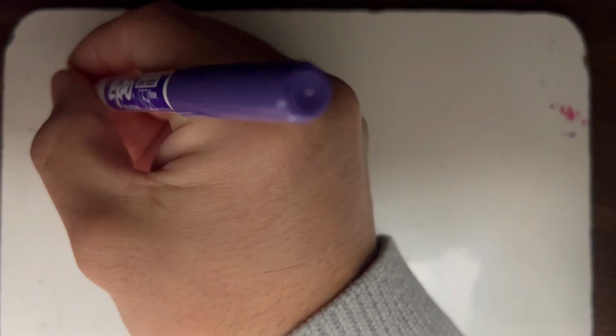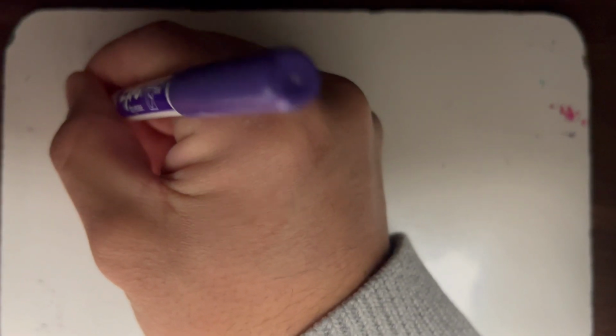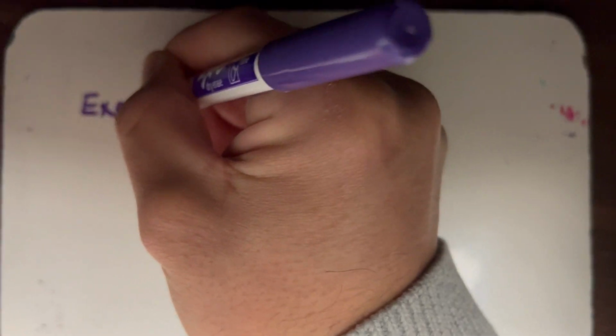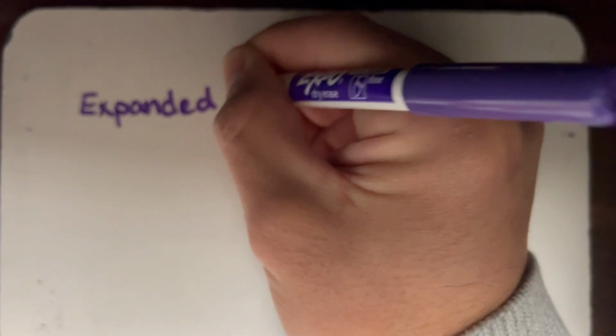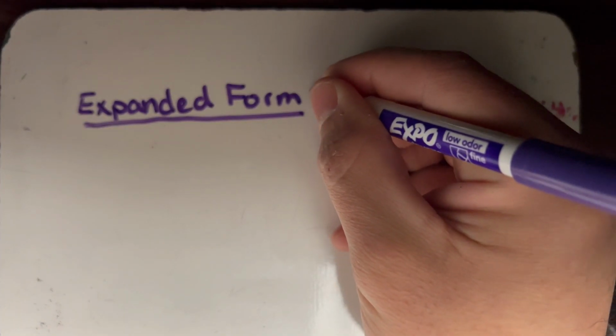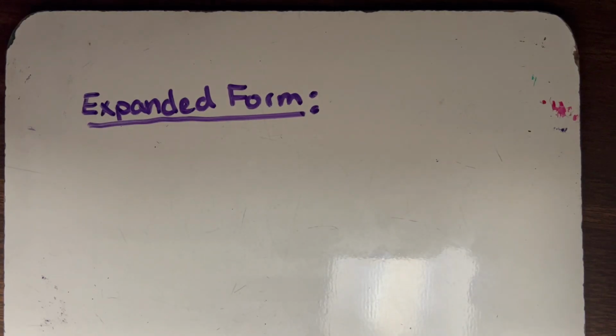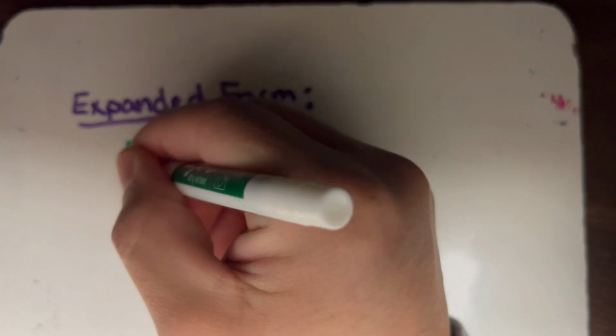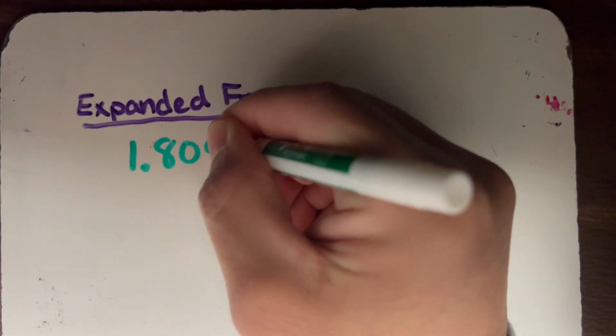So what I'm going to have you do is skip a line in your notebook and write expanded form. So you know that when you go back in your notes, that's what we learned today. Underline it, put a colon, and we're just going to practice with a couple quick decimals. So right underneath that, you're going to write the decimal 1 and 809 thousandths.